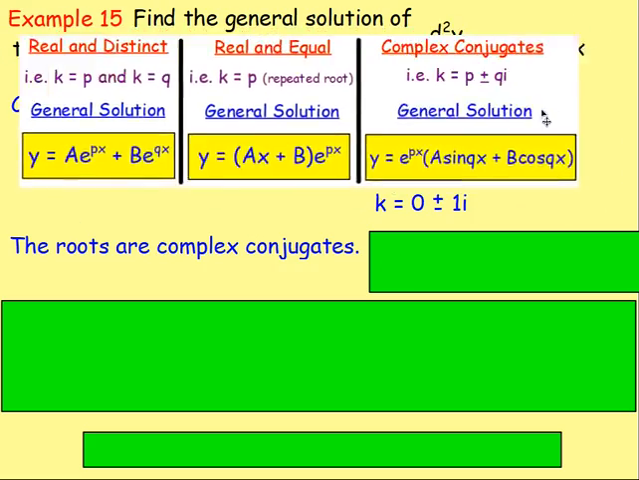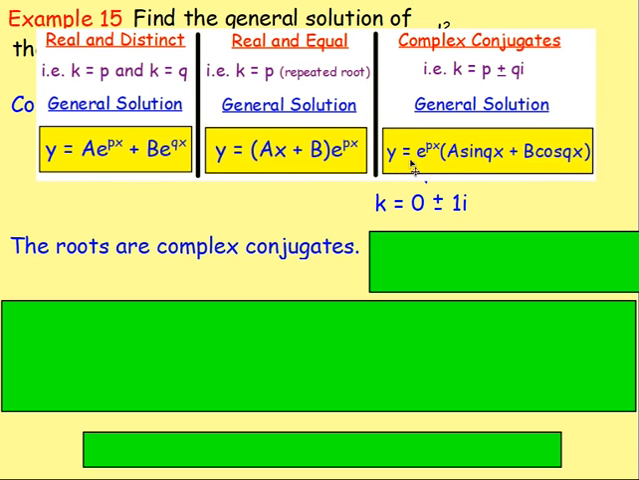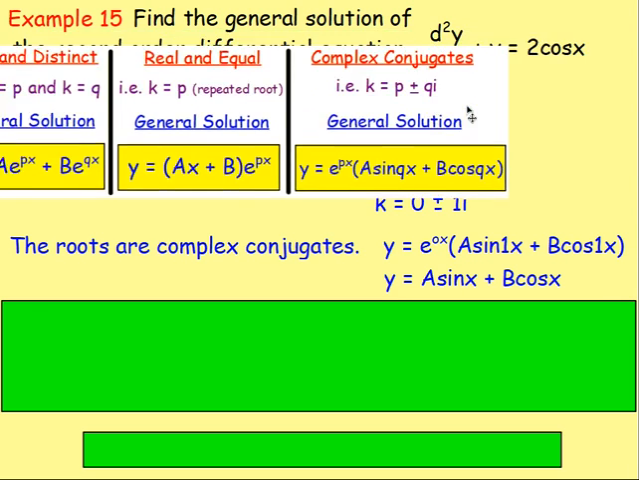What does that mean then? Well, again, think back to this wee table. You can say that y equals e to the power of the real part times x. So it'll be e to the power of 0 times x, bracket a sine imaginary part times x. Here, the imaginary part is just going to be 1, so it'll be a sine 1x plus b cos 1x, and you could simplify that.